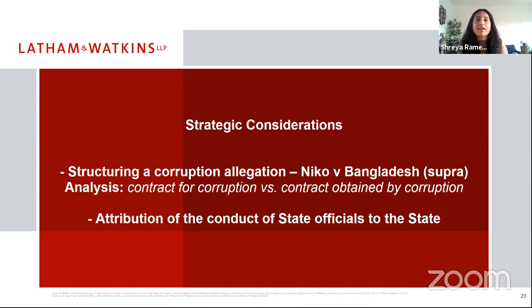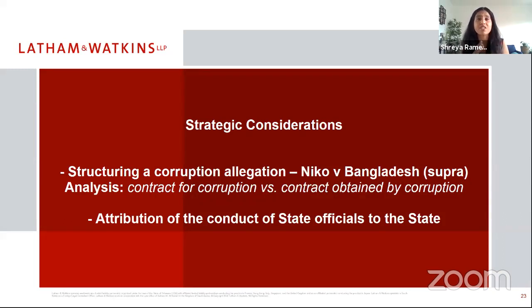Now, under the articles on state responsibility, the articles on the responsibility of states for internationally wrongful acts, it's fairly clear that the conduct of state organs is attributable to a state. Now, state officials fall within the scope of state organs, which means that, for example, in the case of World Duty Free, where the president is involved in the corruption, surely that's attributable to the state.